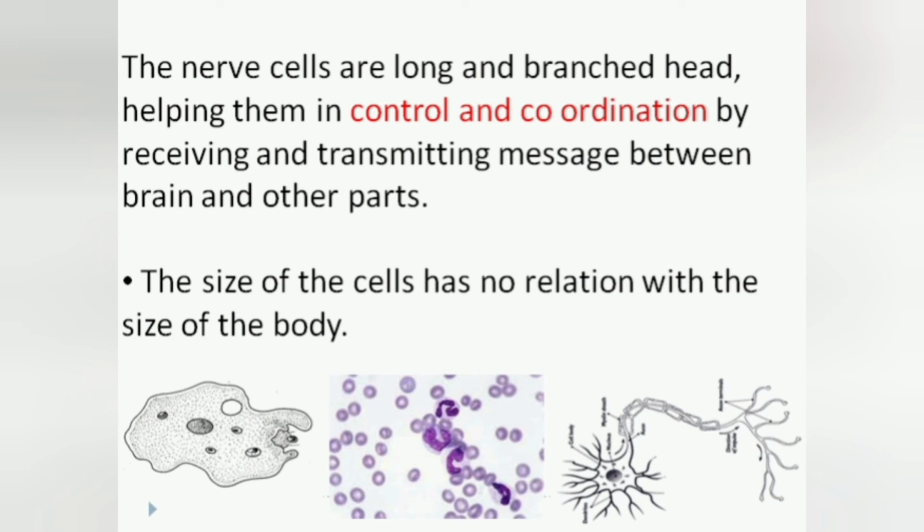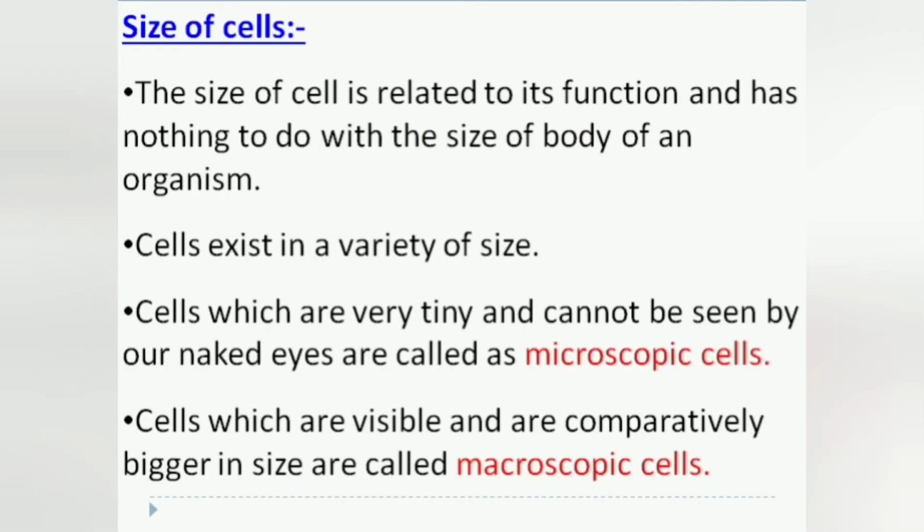Students, now we will study the size of the cell. As we have discussed earlier, the size of cell is related to its function and has nothing to do with the size of the body of an organism. For example, nerve cells both in the elephant and rat are long and branched.